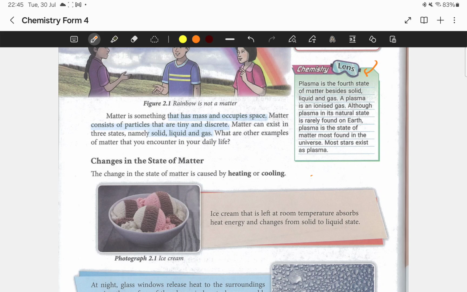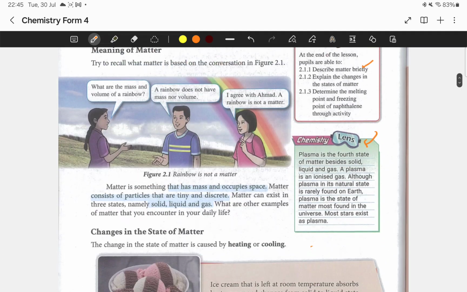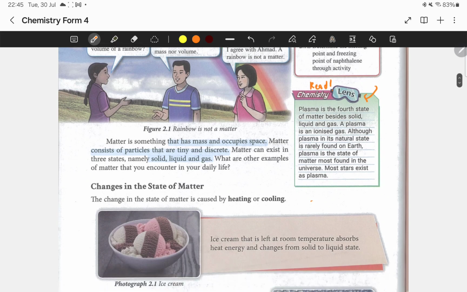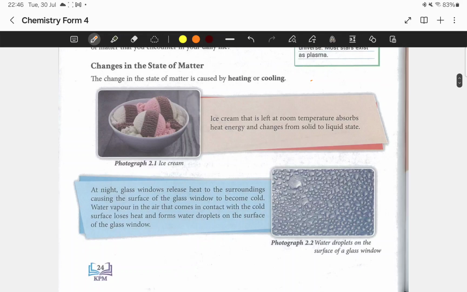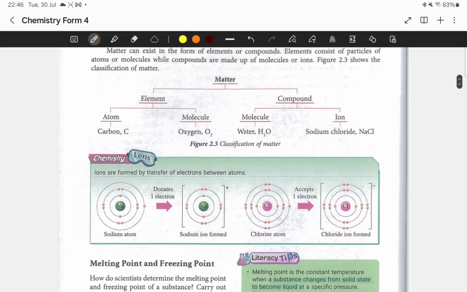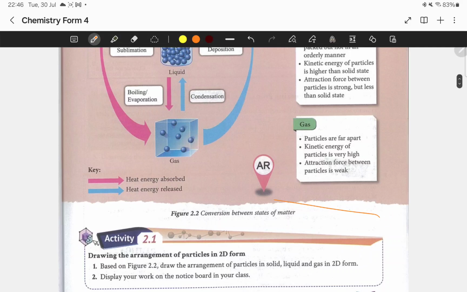Okay, but in your syllabus we don't teach you detail about this thing. So what I want you to do is just read and take note about this, because this chemistry lens can become your paper 1 question later. Okay, and then next one, changes in the state of matter. For this video I think I'm going to cover until here.